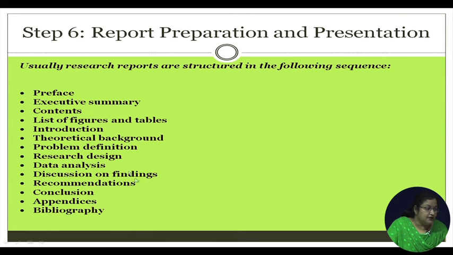So, this is the sequence of writing any consumer research report. First, you have to write the preface: in which context you have started doing this research, and then the executive summary of the entire research. Then you have the content list, list of figures and tables. Then you write the introduction. In the introduction, you basically have to contextualize the problem.